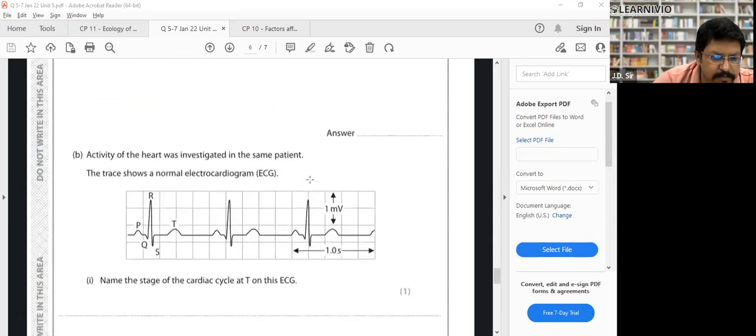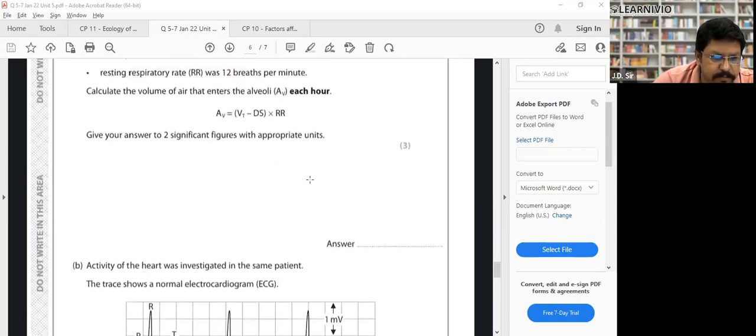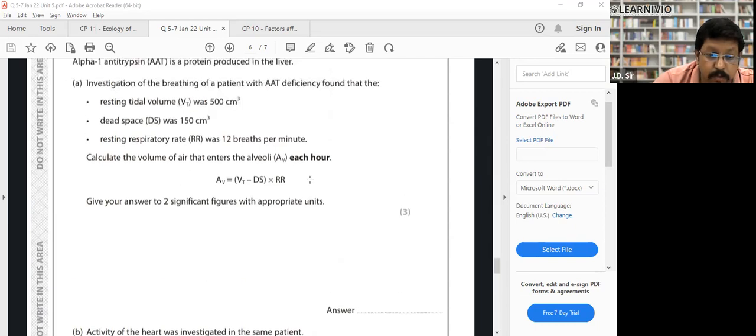That is simple. No, but sir, 12 breaths per minute, but we want AV to be each hour. We want AV to be each hour. Yeah. Yes.